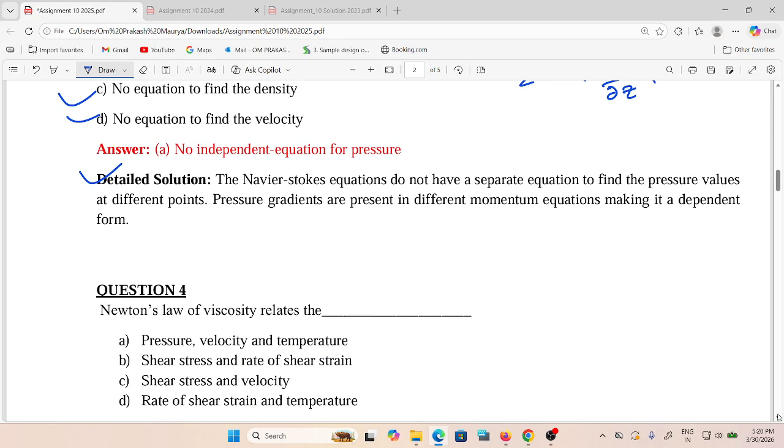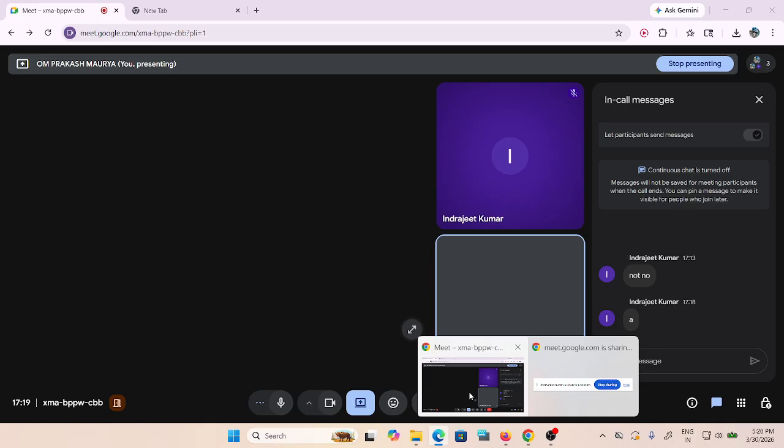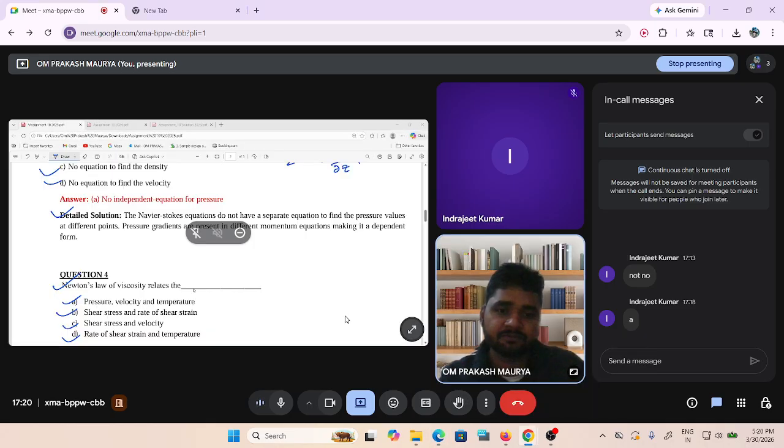Okay, very easy question. Newton's law of viscosity relates: option A, pressure and velocity; option B, temperature, shear stress and rate of strain; option C, shear stress and velocity; option D, rate of shear strain and temperature. So you have the four options. Please try to write your answer in the chat box.